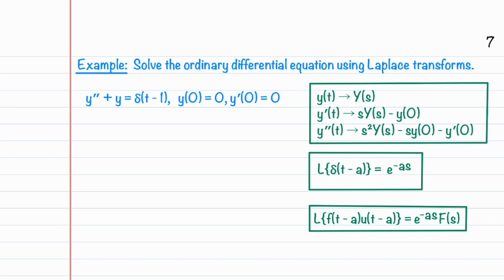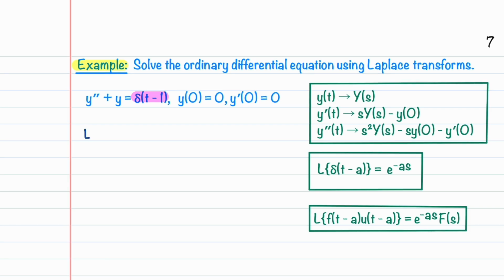We're going to use Laplace transforms to solve an ordinary differential equation where the forcing function or input is a Dirac delta function. The equation that we're going to be solving is y double prime plus y is equal to delta of t minus 1. The forcing function delta of t minus 1 acts instantaneously at t is equal to 1. Let's begin by taking the Laplace transform of every term in the equation.